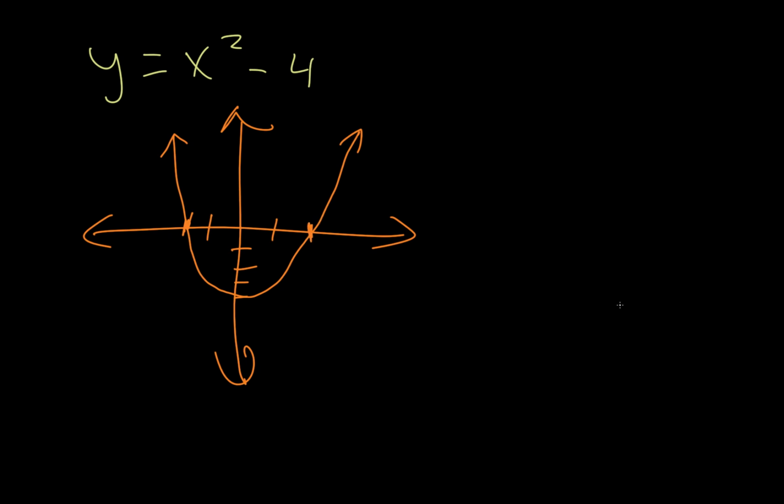Okay, so it asks for a bunch of things. So I'll go in the same order as your assignment. So x and y intercepts. So x-intercepts, we have one here and one here, and we have a y-intercept right here. So the x-intercepts are negative 2 and 2. The y-intercept is at negative 4.